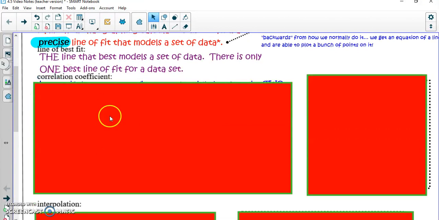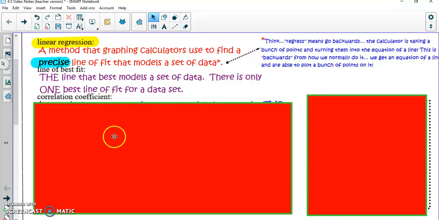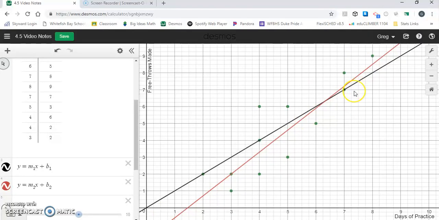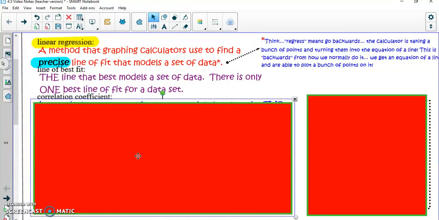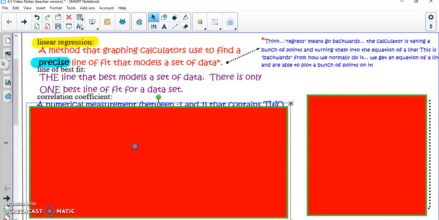And the way that we can start to determine which line of fit is best, or just in general, how do I know if my line of fit is good? Obviously the one that fits the best would be the best line of fit. If I fit it well and you don't, then obviously my line is better. So the tool that we have to help us with that is called the correlational coefficient.